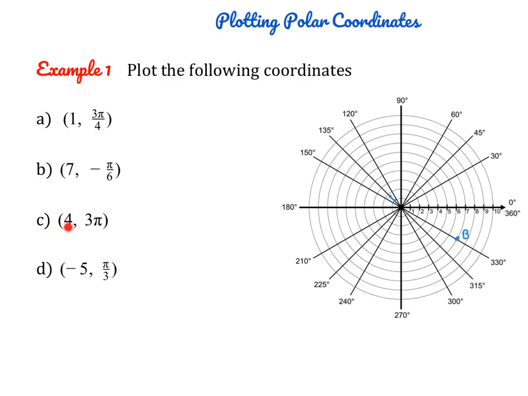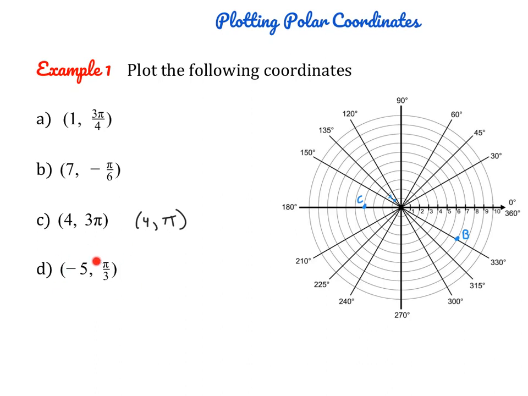This next coordinate, 4, 3 pi. We know that 3 pi is coterminal with pi. So we could actually write this coordinate as 4, pi and we would get the same exact coordinate. Pi is 180 degrees and then we count 4 units out and that is where our coordinate will fall. So this is point C.